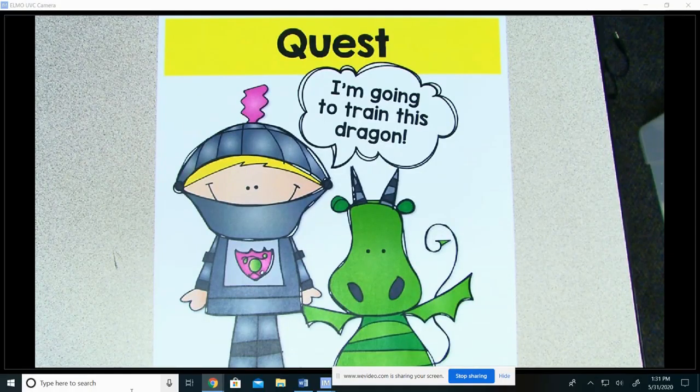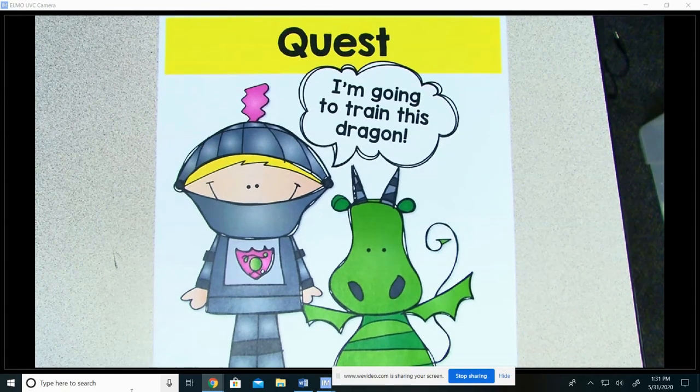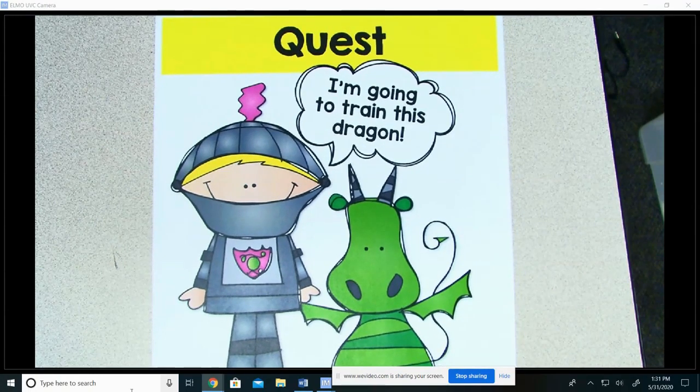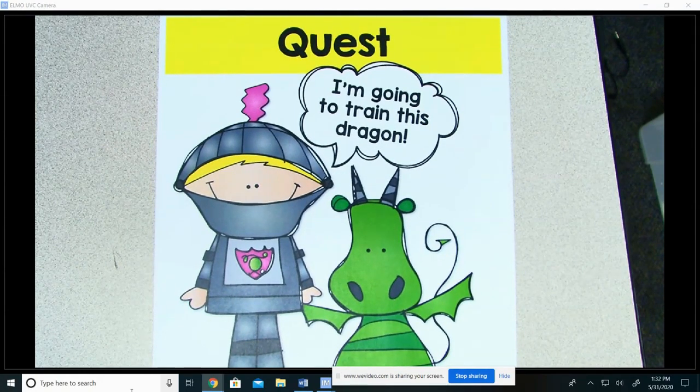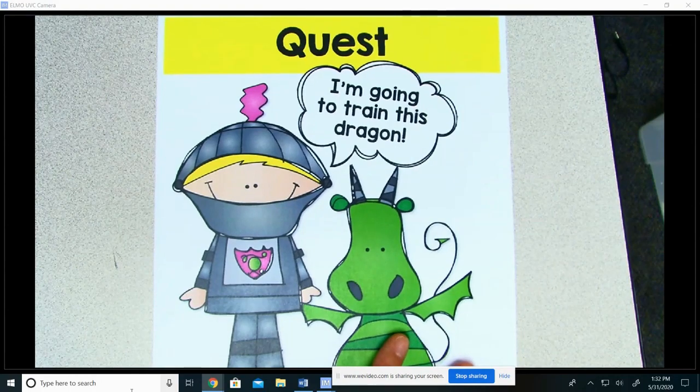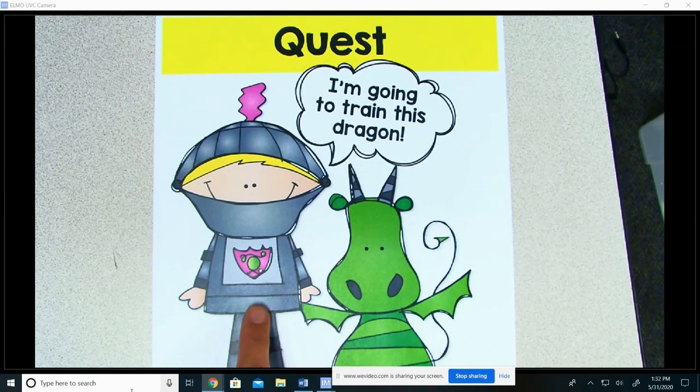Okay, so boys and girls, let's review some of the problems that we had talked about. One of the problems that we had talked about was having a quest. A quest is when a character in the story is trying to do something. So for example, here you can see this little boy, he's a knight, and his quest was that he was going to try to train this dragon. So we need to have a solution. Was he able to do it by the end of the story?